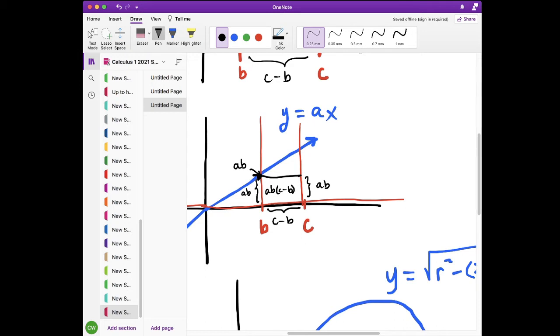So we have ab times (c minus b) here. Okay, now we look at the triangle. What is the area of the triangle? We know the base we established was c minus b. So all we really need to know is the height.